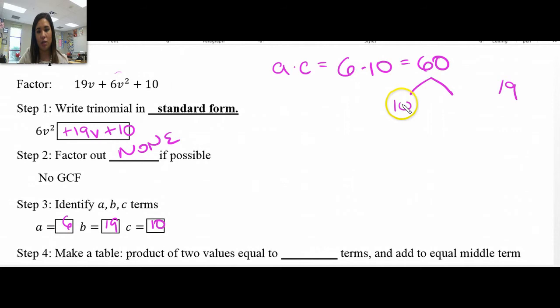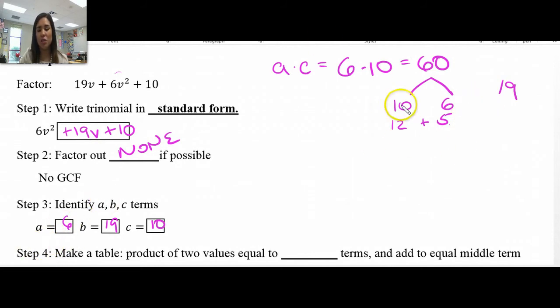Okay, so we have 10 times 6. 10 times 6 gives you 60, but 10 plus 6 does not give you 19. So I say, well, maybe we're kind of close. So how about 12 times 5? 12 times 5 gives you 60, and 12 plus 5 does give you, actually no it doesn't, it gives you 17. So we're sort of close to our answer.